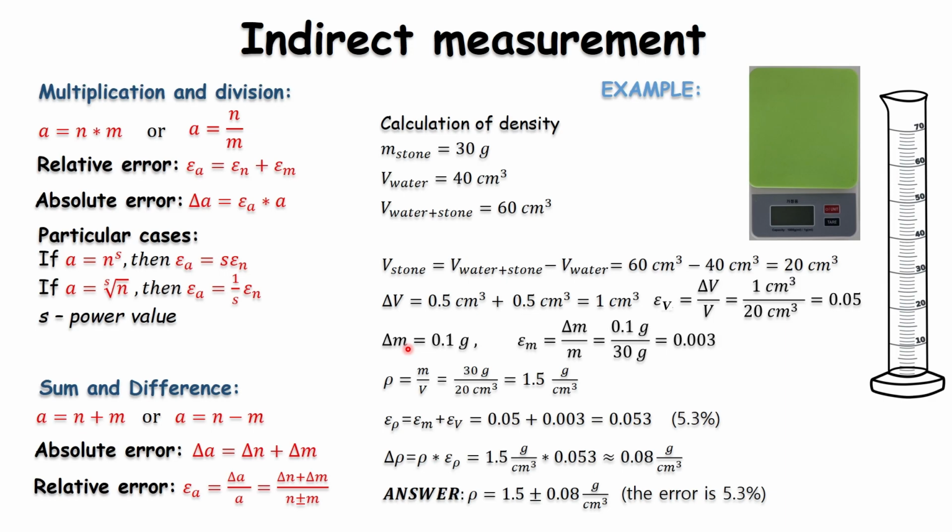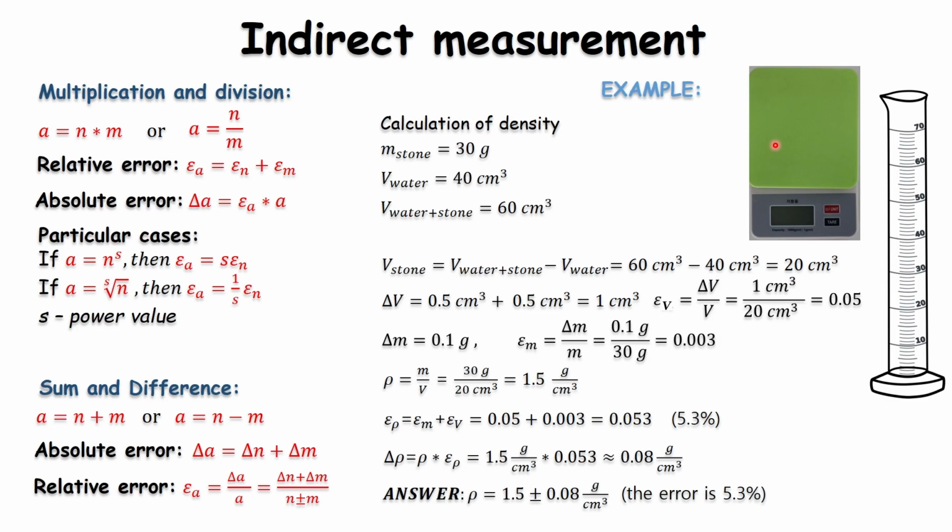Now let's check the absolute error of the mass. It is 0.1 gram. How did I find it out? On this device, on the back side, there is information about the absolute error, and it says below 200 grams, the absolute error is 0.1 gram. So since our stones are only 30 grams, we can use that value.